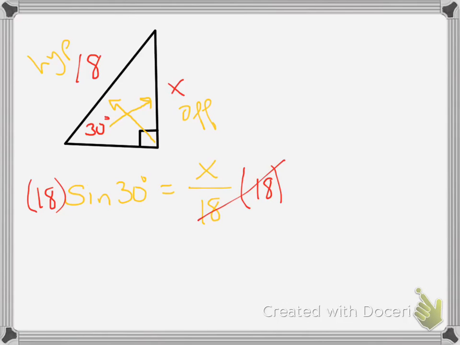These are going to cancel, and then x is going to be 18 times the sine of 30 degrees, which you'll go do on your calculator. You just type that in: 18, then hit the multiplication button, and then hit the sine function and 30 degrees. And if you work this out, you will get 9.